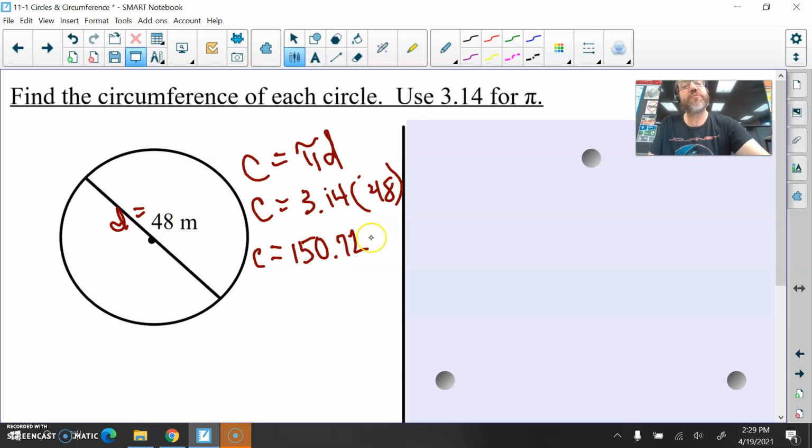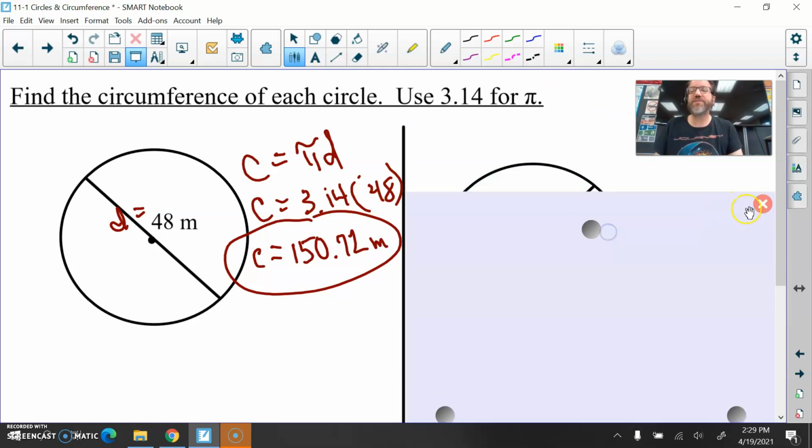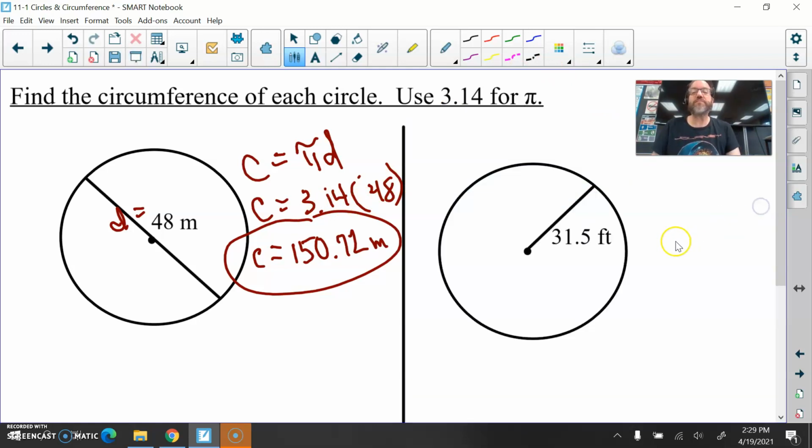I have meters here for my measurement, so I'll label it meters. 150.72 meters. Is this pretty easy? This isn't bad at all, is it? Let's do one more here. This one has a decimal, but don't worry about it. We have calculators we can use.